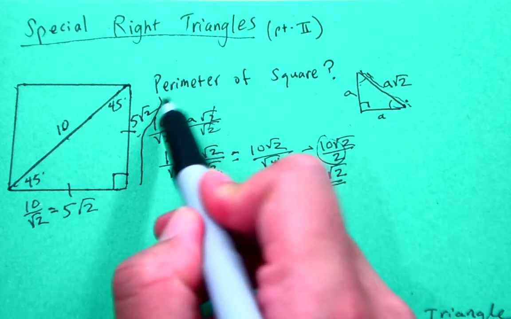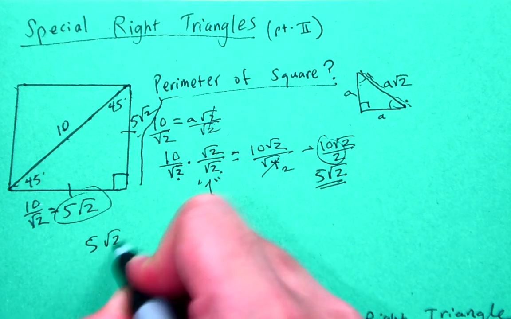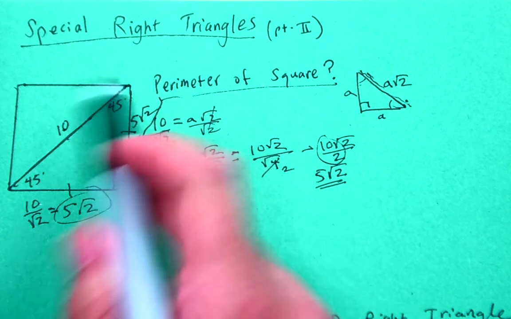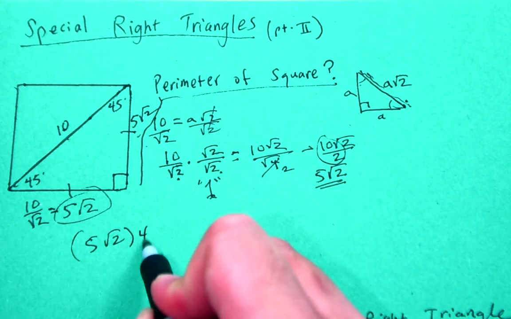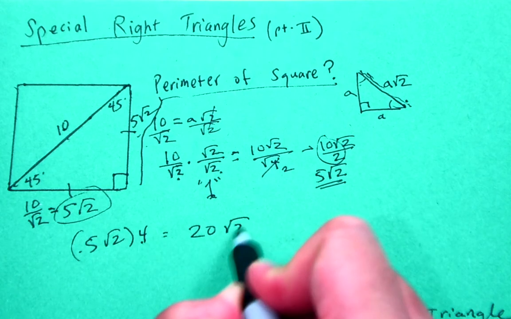So returning to the original question, what is the perimeter? Well, if one side length is this, then a square has all 4 sides the same. So this plus this plus this plus this is just the same as multiplying by 4, which gives me 20. 5 times 4 is 20 root 2.